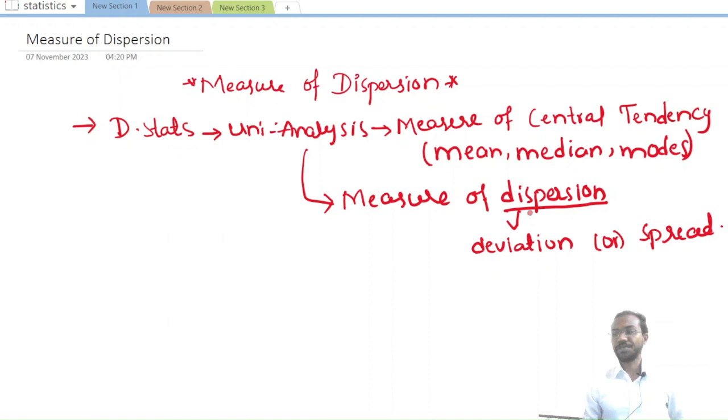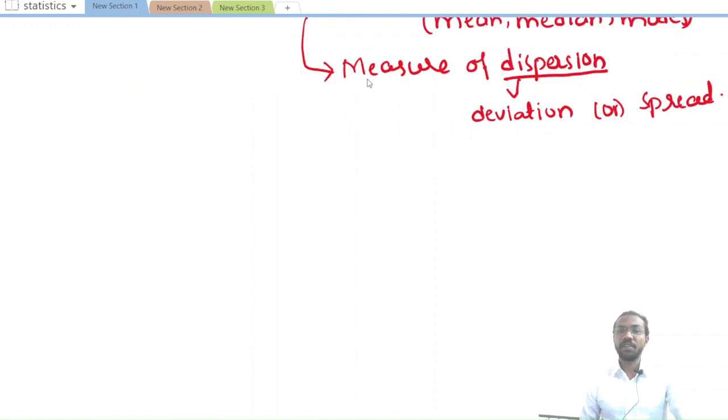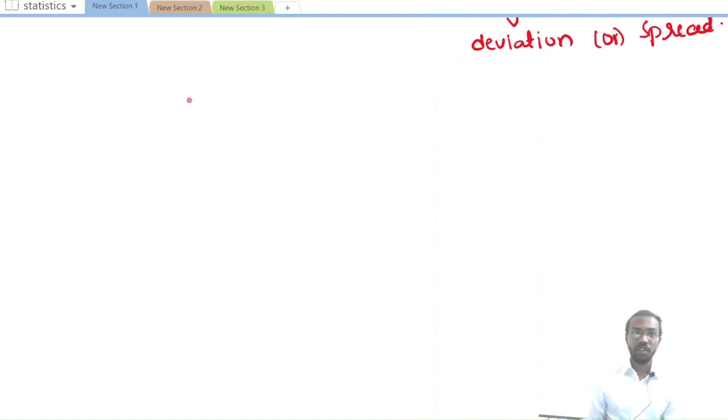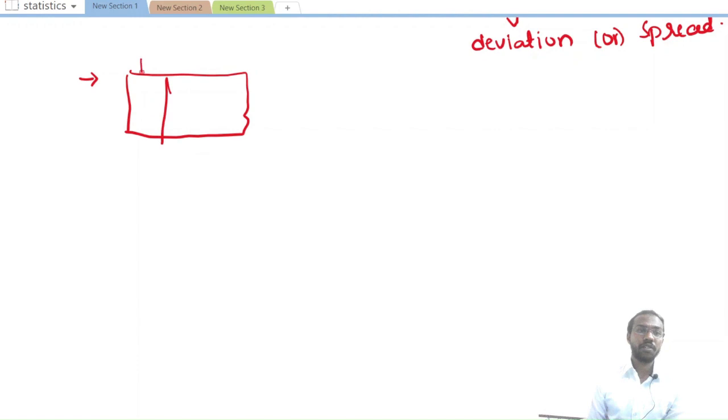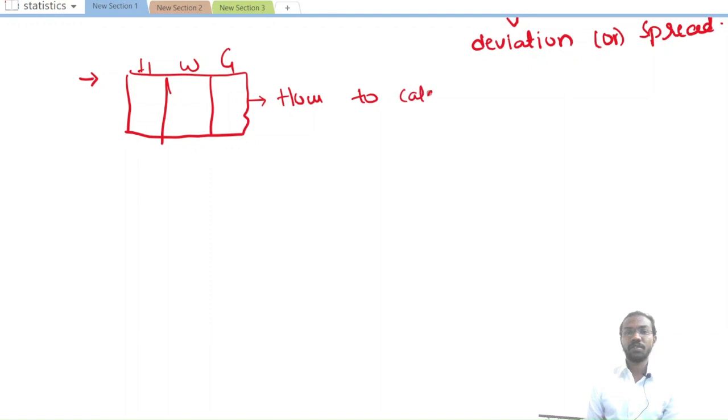Now, for understanding these kinds of terminologies, I will teach you one example, to gain knowledge about what we mean by spread, why it is needed, and what the measures to calculate the spread are. For that, I will take an example. So, I have data like height, weight, and gender. Okay. Now, tell me, for this data, how to calculate spread? Think how to calculate the spread.